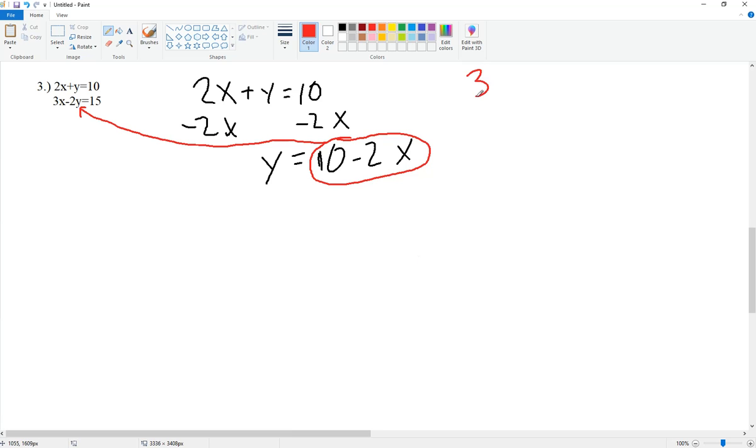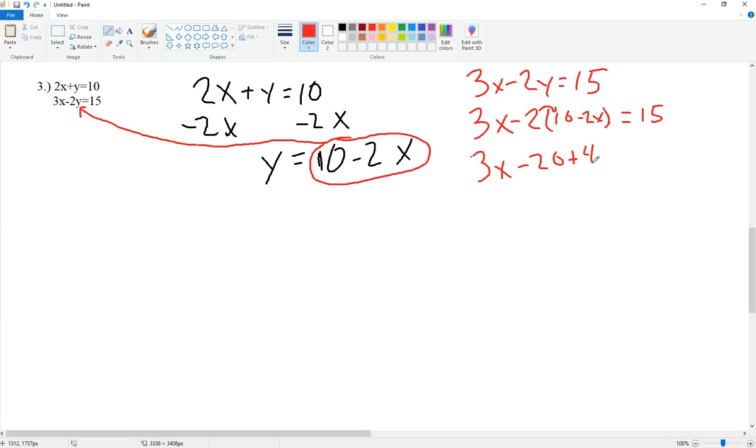So right now I have 3x minus 2y equals 15. 3x. Now, very important. Your y is now 10 minus 2x. So 10 minus 2x, anything that was happening to your y is now happening to this 10 minus 2x. So if this y was being multiplied by negative 2, that means your 10 minus 2x is going to be multiplied by negative 2. This 3x, we didn't really do anything with it, but negative 2 times 10 will give me negative 20. And negative 2 times negative 2x will give me positive 4x.